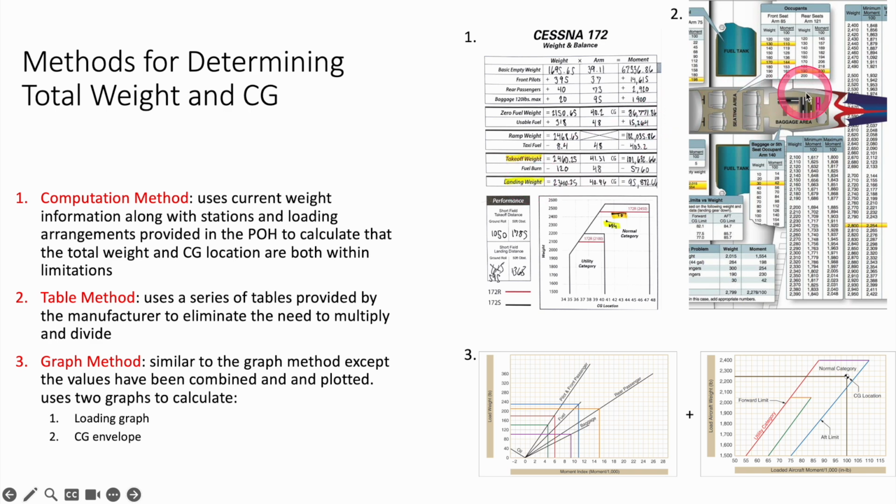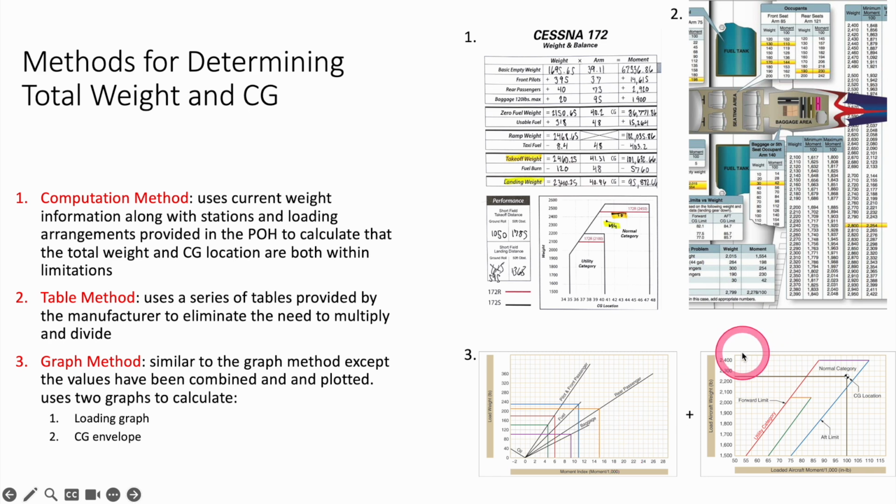Other one is a table method, which you'll be provided. You essentially have to find all of these areas, like rear passengers, fuel. You find those on the table here, and based off of the weight provided in the example, you'd find out what the moment is at that particular station. This one's going to be a little more common on written tests. You probably won't encounter this very often.